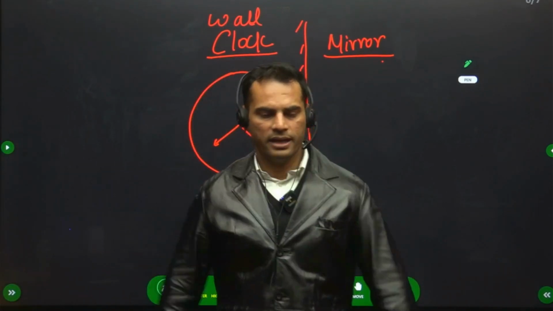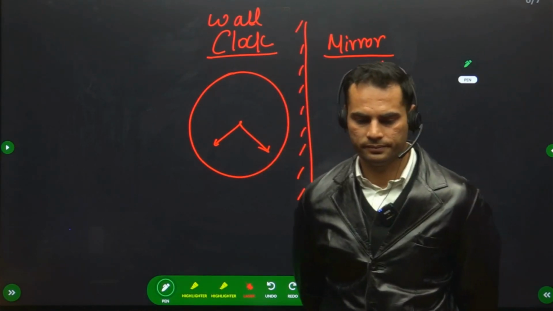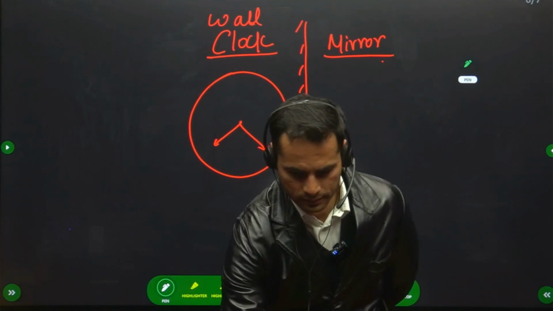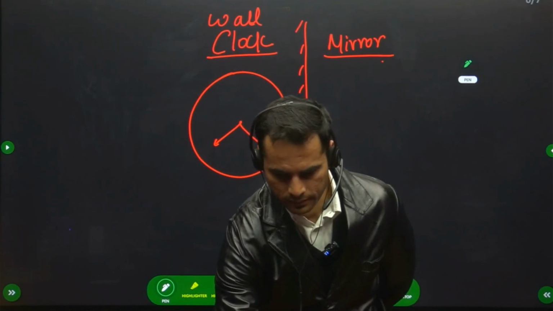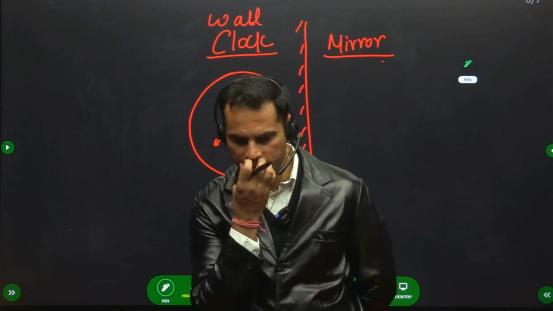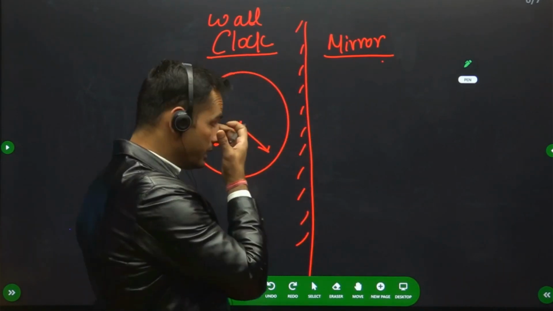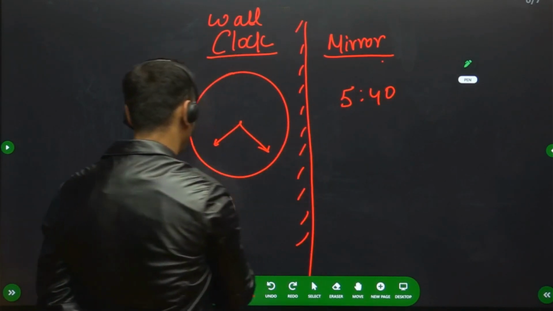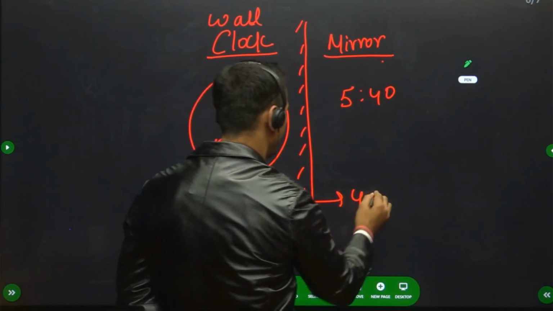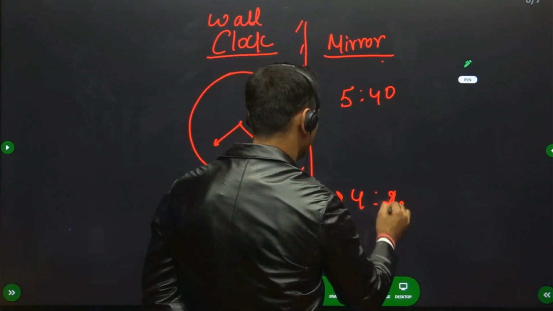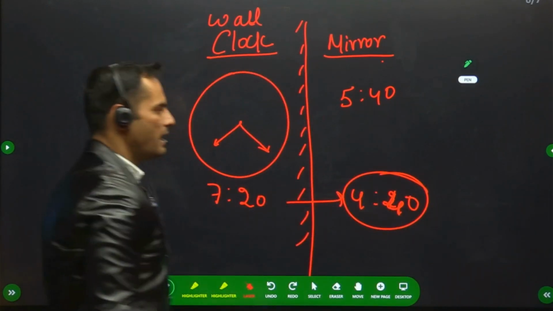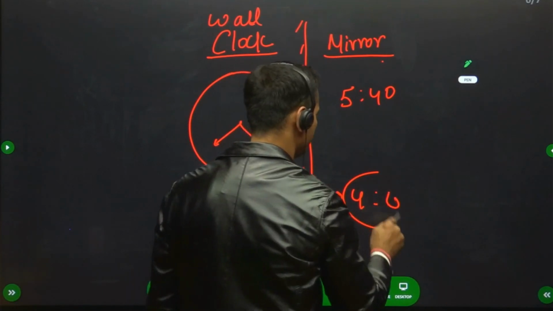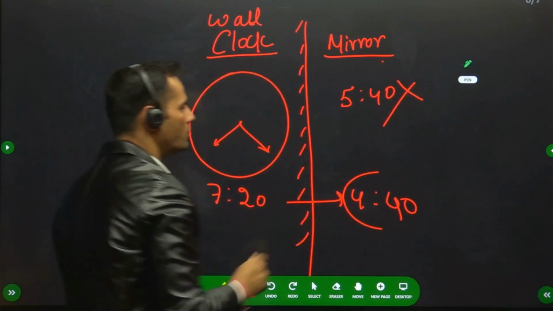Can somebody think of the answer? Okay, 5:40. A student said 5:40. He's close to the answer, but 5:40 is the wrong answer. Actually, the logic is that the time is 4:40. It's not 5:40, beta, but you are close to the answer.